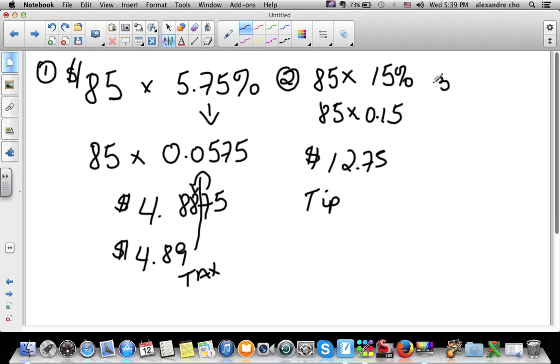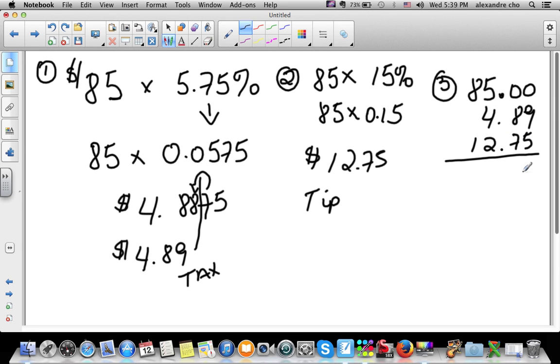So 3, to find out the total, you're going to add the food that you ate, which was $85, and I'm going to add a decimal and 2 zeros, because that's going to help me out. I'm going to add the tax, which was $4.89. And I'm going to add the tip, which was $12.75. Add it up. 4, 16 goes 1, 10, 12 goes 1 again. $102 is my total. That includes my food, my taxes, and my tip.